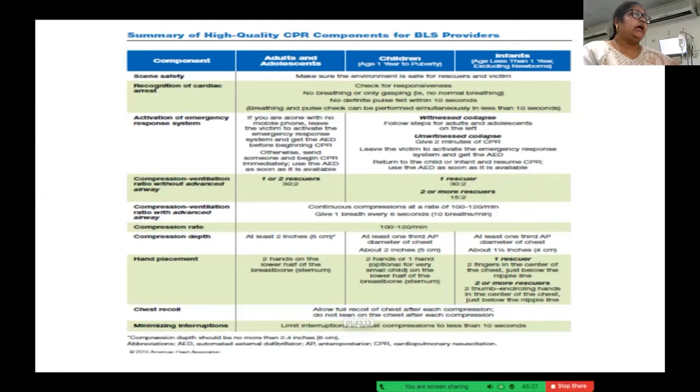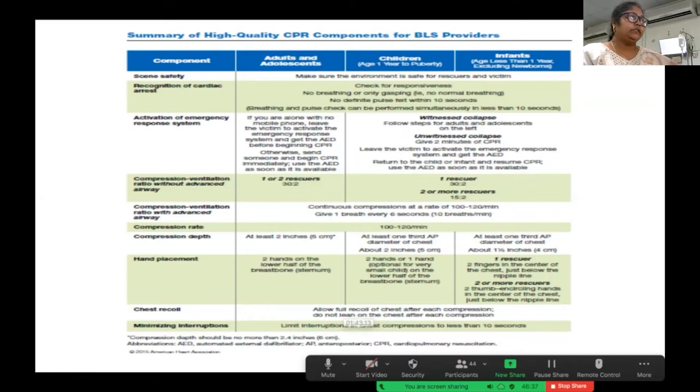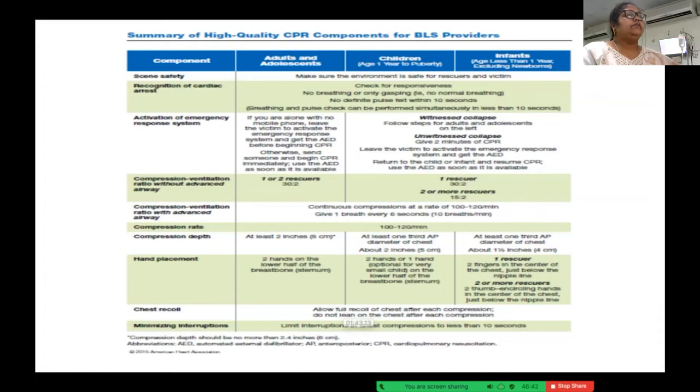And then we have recognizing, assessing the cardiac arrest and checking the response. It depends on the size of the child, but it actually has to be finished within 10 seconds. That is the same in everybody. And then activation of the emergency response system differs in adults, children, and infants. In a witnessed collapse, we can follow the adult algorithm and call for help. But in an unwitnessed collapse, we have to give at least 2 minutes of CPR and only then leave the child and go.